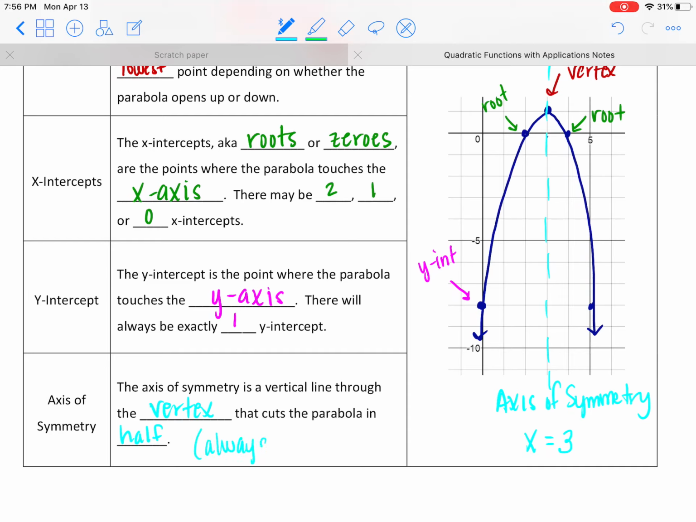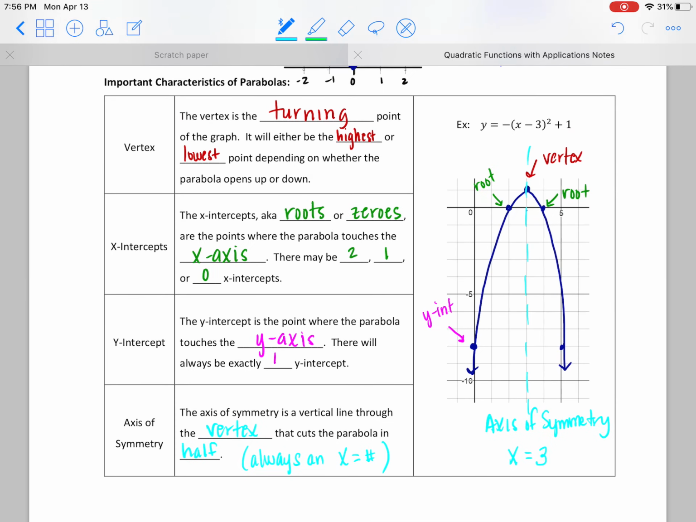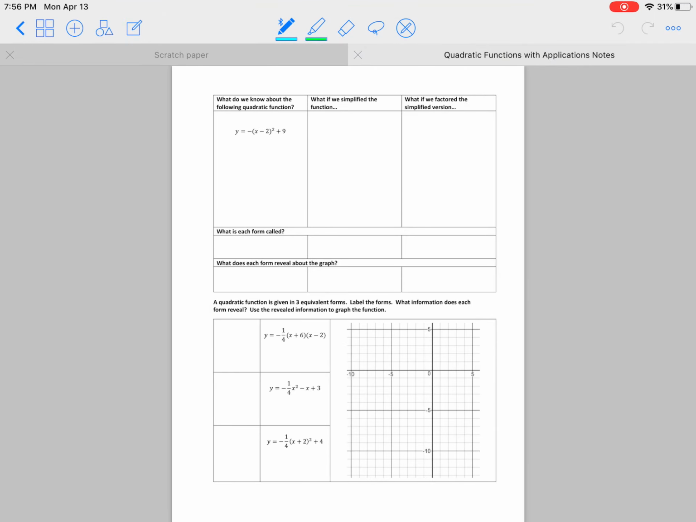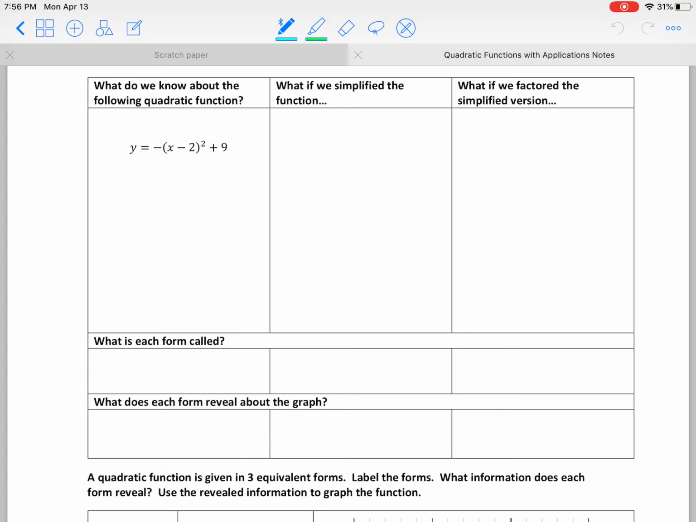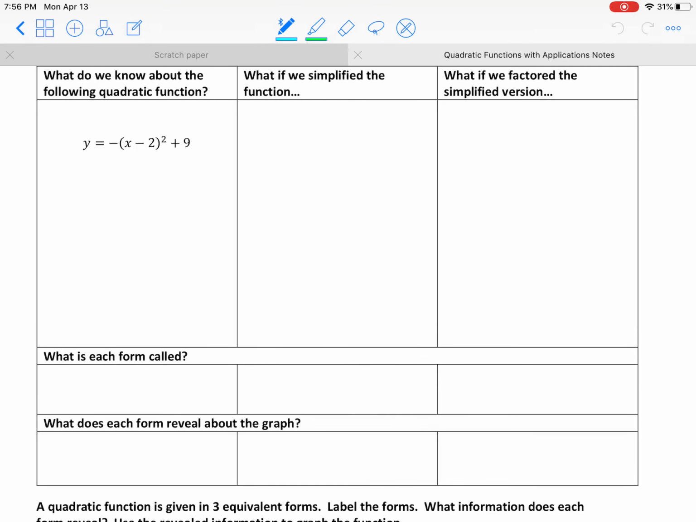Okay, so always an x equals number, x equals equation. Those are characteristics of any parabola that you should be able to identify. Now, some of them you can see just by looking at the equation, depending on what form it's in. You're going to see quadratic functions appear in a couple different forms, and I want to make sure you can identify or maximize what you can identify from each of those forms.